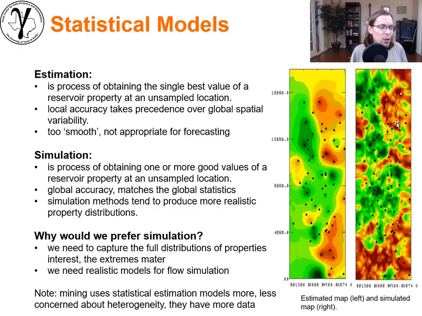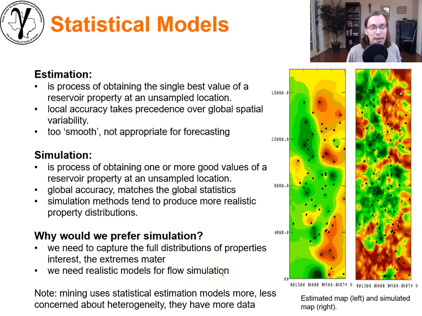Why would we prefer to work with a simulation model? Well, we need to capture the full distribution of properties. When we get into heterogeneity measures, we'll talk about Dykstra-Parsons, which is really just a measure of dispersion of the permeability. If we underestimate the dispersion or variance of permeability, we're not going to get the flow right. Dykstra-Parsons is a pretty good proxy to get some understanding about flow behavior. And so we really do need the full distribution. We need these types of models that have the full range of possible outcomes, not these that are way too smooth. So we need realistic models for flow.